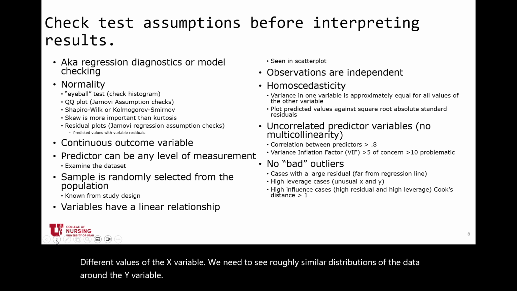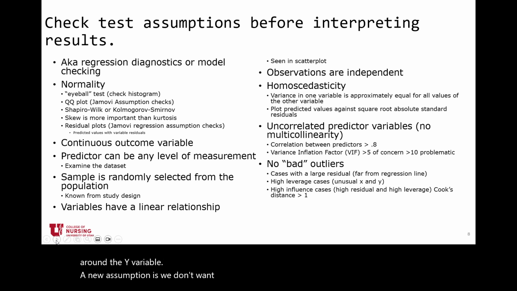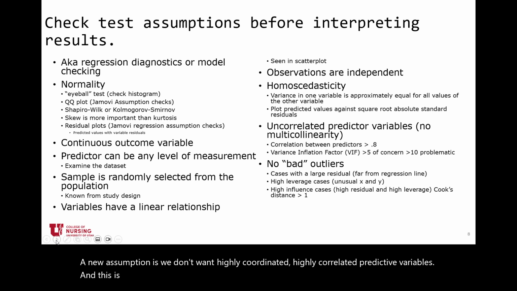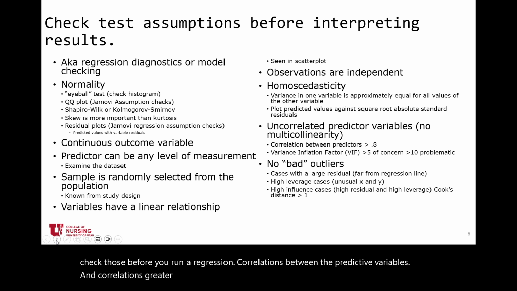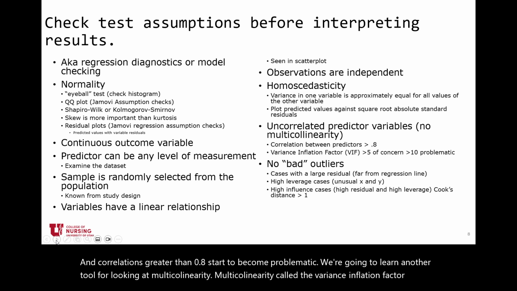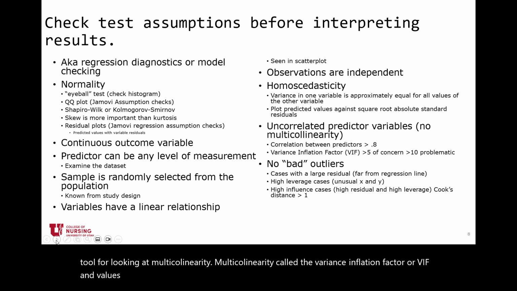A new assumption is we don't want highly correlated predictor variables, and this is called multicollinearity. And usually when you're looking at correlations, you should check those before you run a regression, correlations between the predictor variables, and correlations greater than 0.8 start to become problematic. We're going to learn another tool for looking at multicollinearity called the variance inflation factor, or VIF. And values above 5 are of concern, and above 10 are really problematic, and you should probably do something.